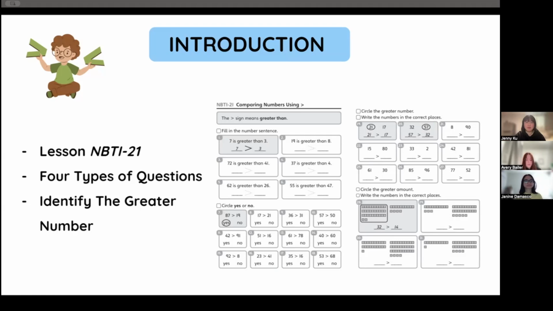The next set of questions prompts students to circle yes or no if the equation is presented true, which allows students to look at 2 numbers shown, and given the information they should already know, which is the greater than symbol, they can determine whether to circle yes or no. In the next set of questions, students have to circle the larger number and write the numbers in the correct blanks. The last set of questions is similar to the third task in that students have to circle which set has the bigger value and write these values in the correct blank.